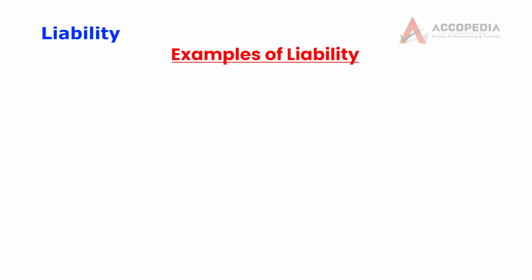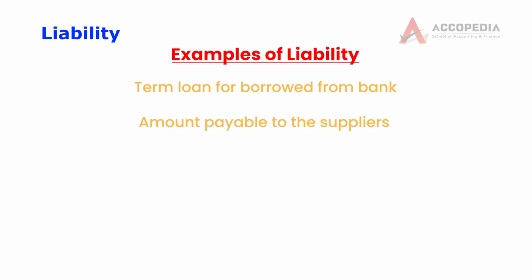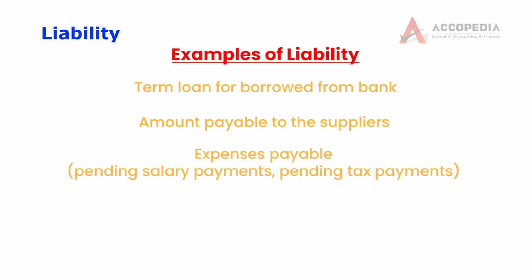The examples of liability are term loan borrowed from bank, amount payable to the suppliers, expenses payable like pending salary payments, pending tax payments, electricity bill payable. Even the amount invested by the owners is a liability originating from the business entity concept. So when the owner invests the money, the business has an obligation to repay the owners, and that is also a liability. Now, liability may be broadly classified into liability to owners and liability to outsiders.